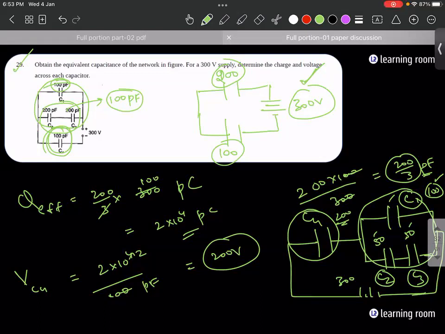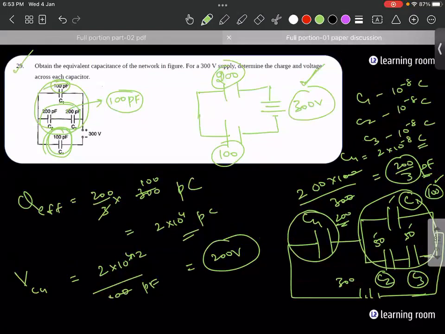for Q1, it is 10 power minus 8 coulomb. C2, it is 10 power minus 8 coulomb. C3 also, it is 10 power minus 8 coulomb. And C4, it is going to be 2 into 10 power minus 8 coulomb. Okay. It's a good problem. I hope you could understand.